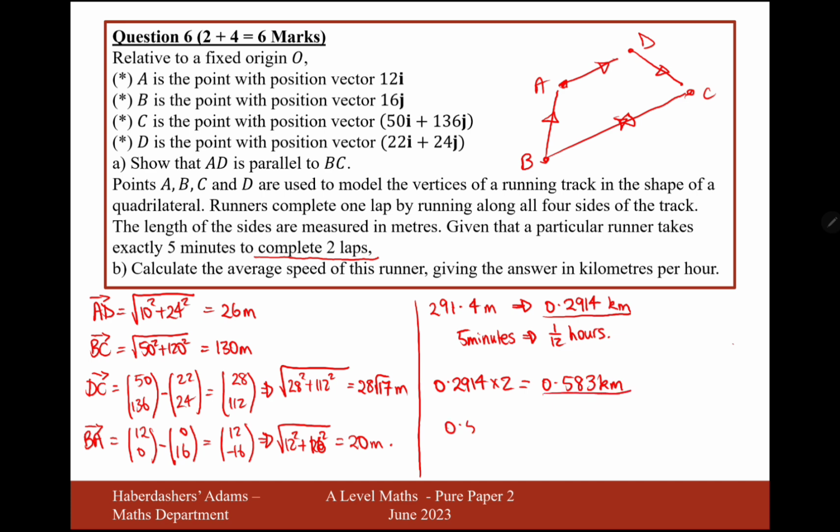And now we're going to do 2 laps divided by 5 minutes. So that's 0.583 divided by 1/12 of an hour. So I'm going to times this by 12 on the calculator. I get 6.99 kilometers per hour. And there we are. That's the answer for question 6, worth a total of 6 marks. Let's now move on to question 7.